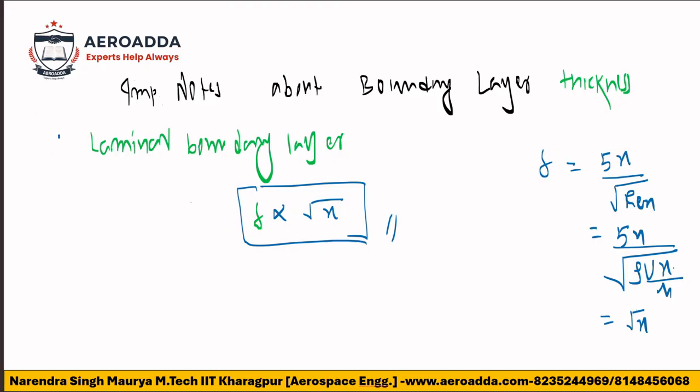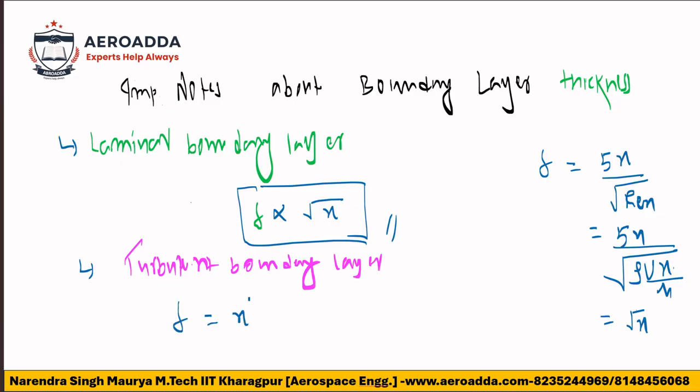And I will write the turbulent boundary layer. How delta is changing for the turbulent, that is also very important. Delta is nothing but x to the power 4 by 5. That x to the power 4 by 5, remember. The value for the turbulent boundary layer.